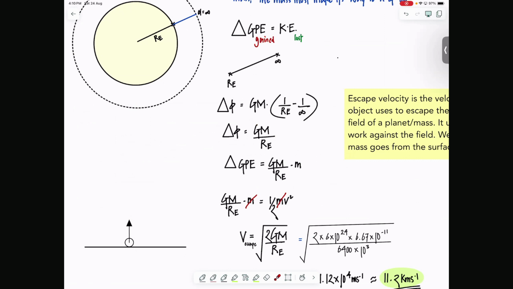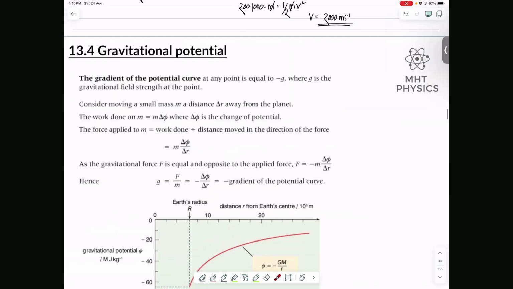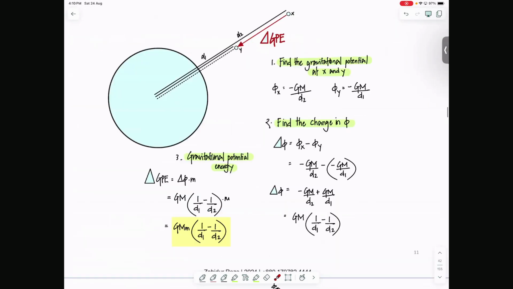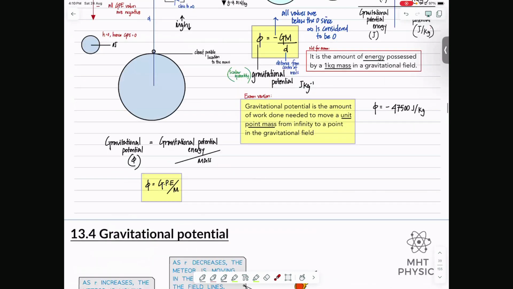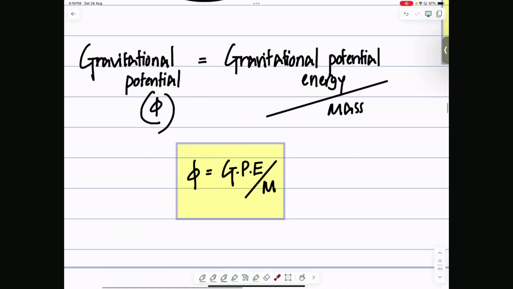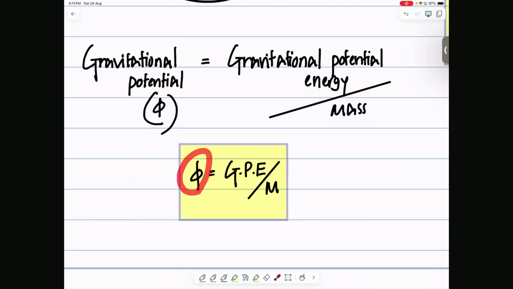What is it? Mass. Okay, so that equation is very underrated, but very important. That gravitational potential is equal to gravitational potential energy divided by mass. So we learn how to find potential in our syllabus. We do not learn how to find potential energy. So once we find the potential and we find the potential difference, all you need to do is just multiply mass with that potential, and that will give you the value of what? GPE.